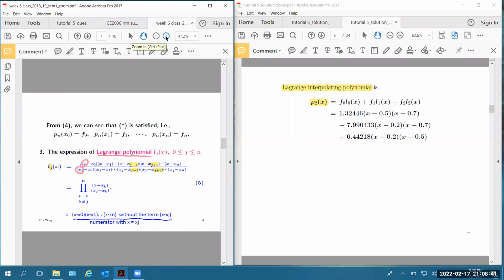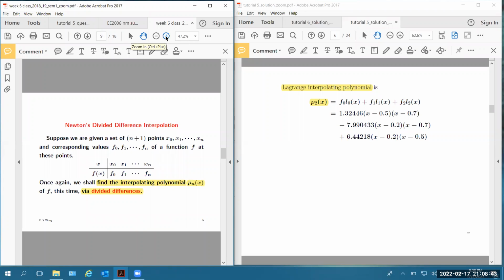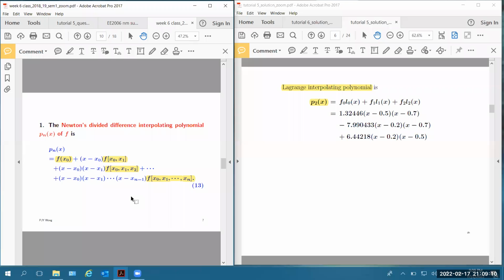Okay, so maybe we go to this Newton. Let's see, Newton's divided difference interpolating polynomial. The problem is the same. You still have your n+1 points, and you still want to find this interpolating polynomial that passes through all the points. All right. So, well, you still have your Pnx, but this time, we are going to use divided difference to do it. Okay. Let me show you the final expression.